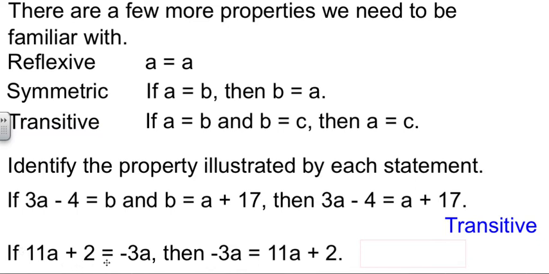If 11a plus 2 is equal to negative 3a, then we can say negative 3a is equal to 11a plus 2. What have we done? Turn the equation around. Which property turns around the equation? The symmetric property.